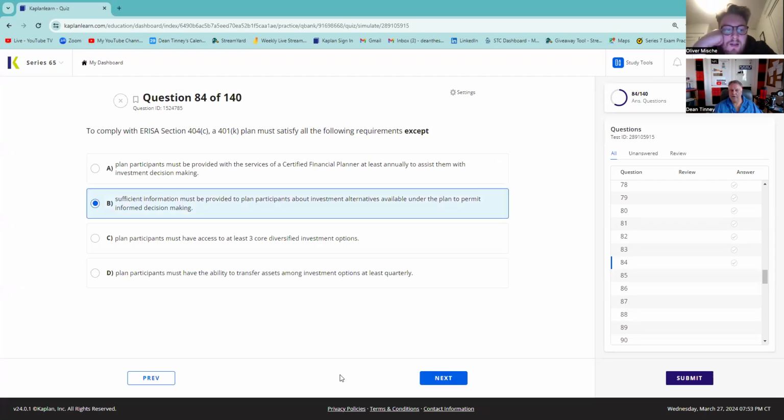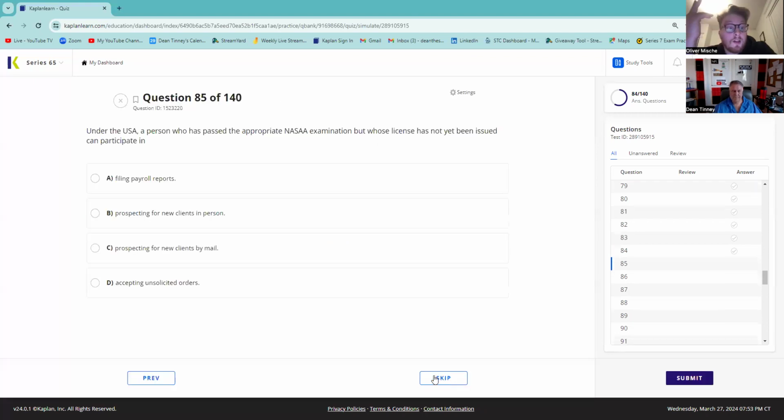It's actually A. We don't have to give you a CFP, right? There's no requirement that we give employees CFPs to help them with their investments. Absolutely not. So it's A. Got it. B is right. We do give you sufficient information so you can make an informed decision. You were right about the three core investments, and we have to let you transfer amongst those investments at least quarterly. So now we don't give people CFPs. Got it.